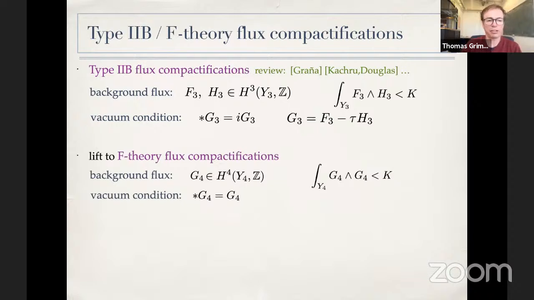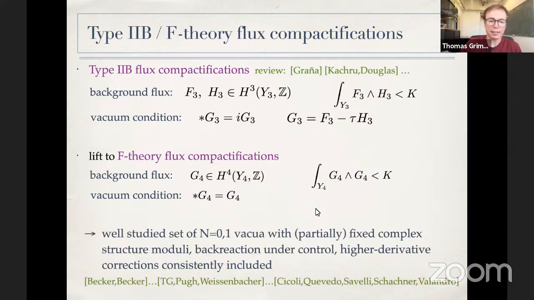Well, there exists a nice lift to F-theory flux compactification where this Calabi-Yau threefold is replaced by a Calabi-Yau fourfold, and things get much more elegant in some sense, but the geometry gets more complicated. There you have a four-form flux, an integral four-form, which is constrained again by a tadpole cancellation condition. And in this case, the vacuum condition is indeed just a self-duality condition. So the Hodge star acting on G4 gives back G4 in the vacuum.